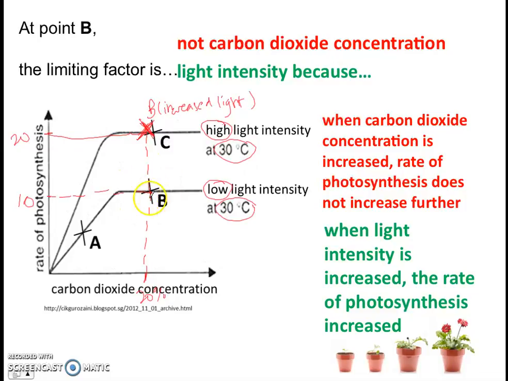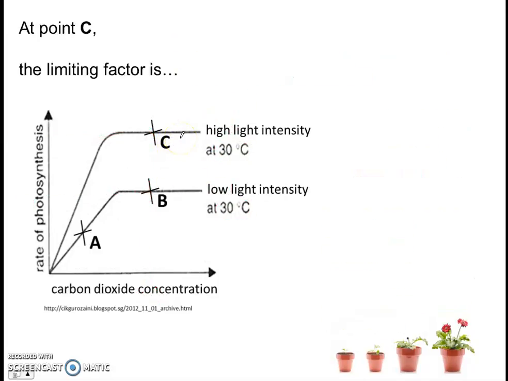So at point B, the limiting factor is light intensity. And I got that by comparing the two curves together. Now finally, let's talk about point C. Now point C, the limiting factor is very simple. Just focus on the top curve.